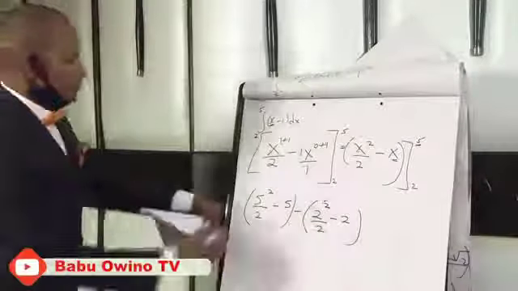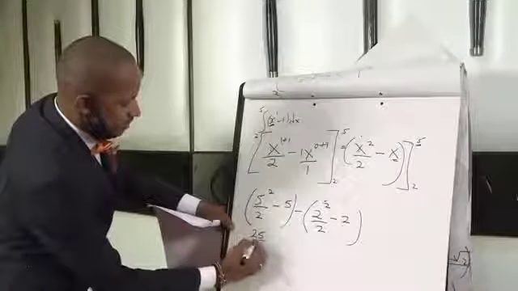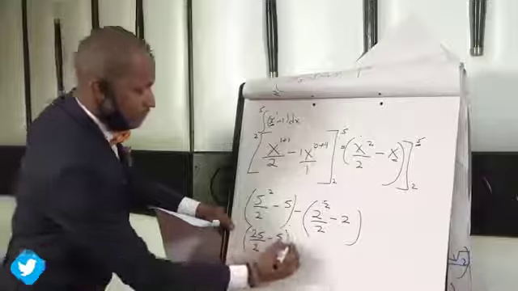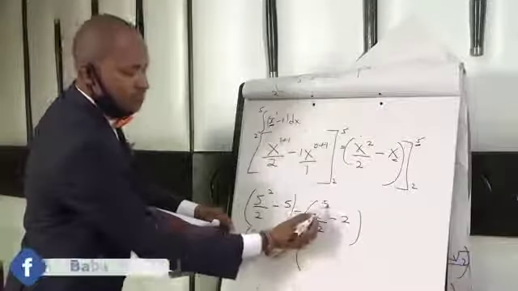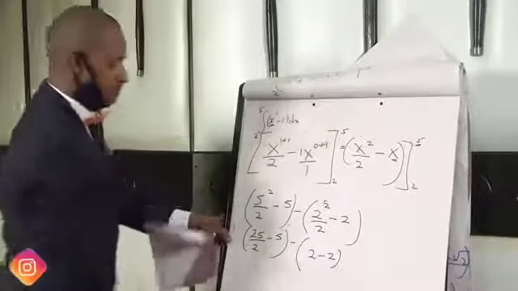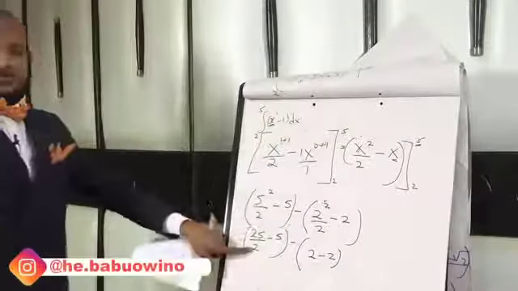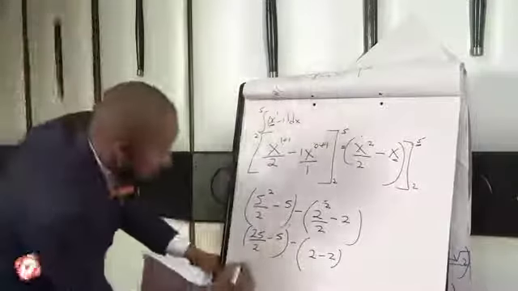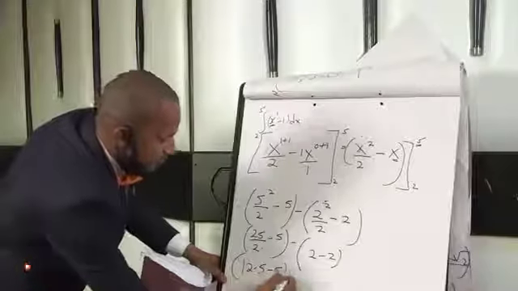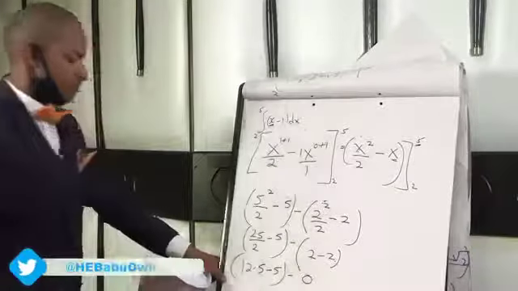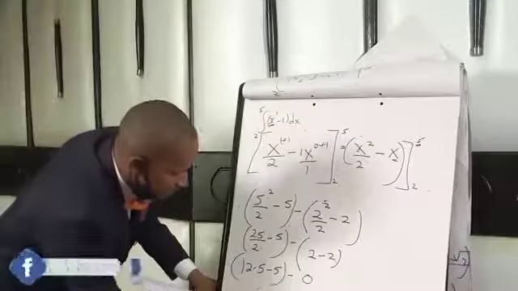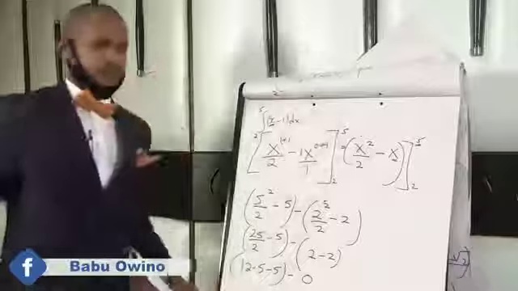You open this up. 5 squared is 25 from your calculator, divide by 2, minus 5, minus 2 squared is 4. 4 divided by 2 is 2. Then minus 2. 25 divided by 2 is 12.5. So 12.5 minus 5, minus 2 minus 2 is 0. Therefore, 12.5 minus 5, you get 7.5. That is the value.